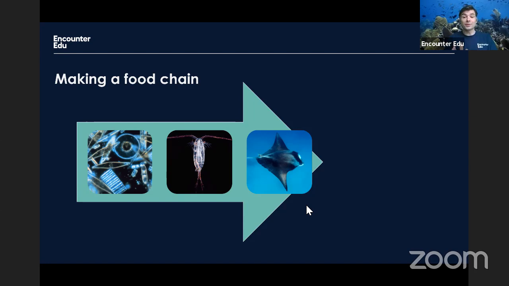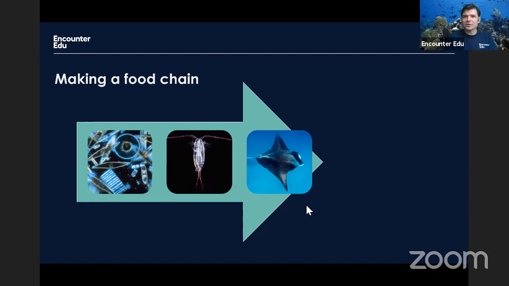So that is another type of consumer. In this relationship between the copepod and the manta ray, the copepod is the prey because it's being eaten, and the manta ray is a predator because it's eating the other animal. We've got herbivores and carnivores here. We've got the manta ray as a carnivore. We've got the copepod as a herbivore.